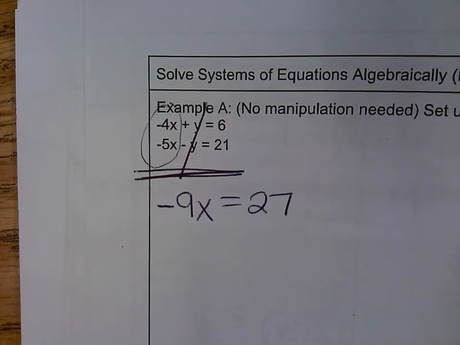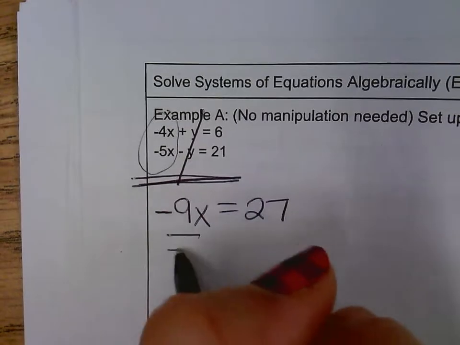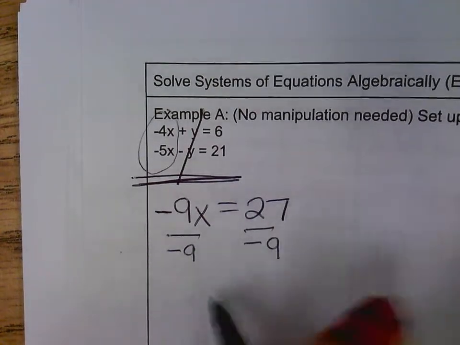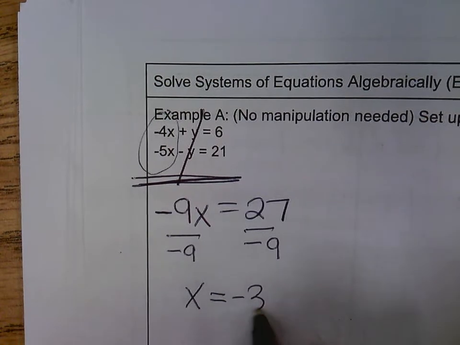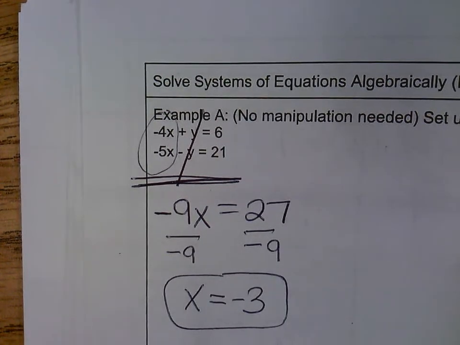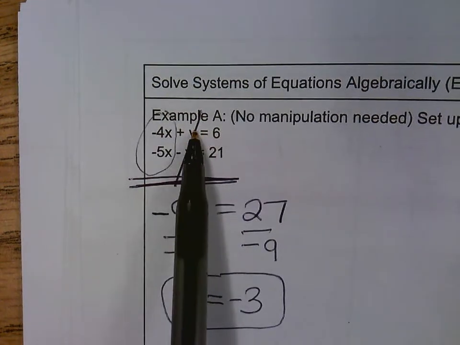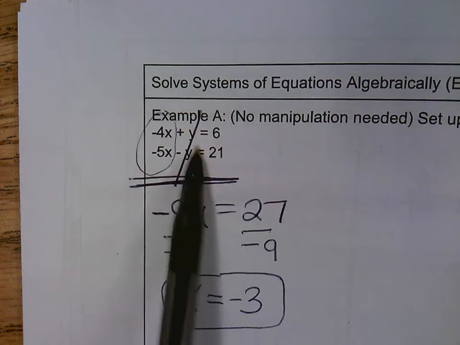Can you already tell what x is? See how easy that was to solve for x? All I have to do is divide by negative 9 and I'm finished with the problem. So divide by negative 9 on both sides. x equals negative 3. Voila. So if it's set up for elimination, you're actually making more work for yourself if you try to get y by itself, plug it into the bottom equation, and do substitution.